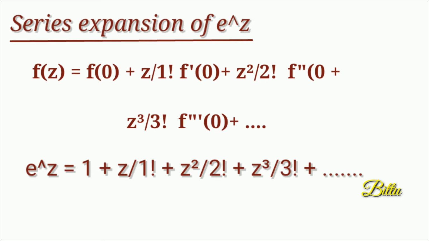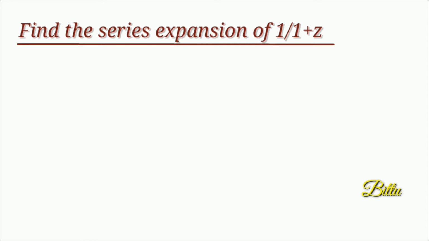Next question, find the series expansion of 1 by 1 plus z. Already we studied two types of series, Taylor series and Maclaurin series. In this question, the point A is not given. Keep in your mind, if the point is not given, you have to take A as 0. So here, you have to take A equal to 0. When A equal to 0, the corresponding series will be Maclaurin series. Maclaurin series is a special type of Taylor series when A equal to 0. So here, really the question is, find the Maclaurin series of 1 by 1 plus z.